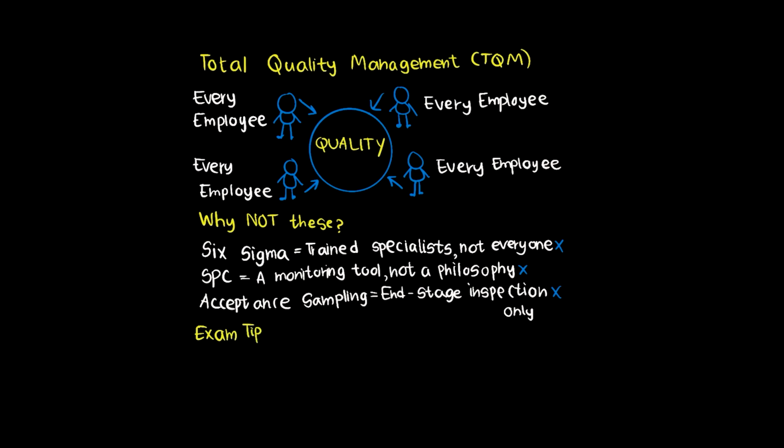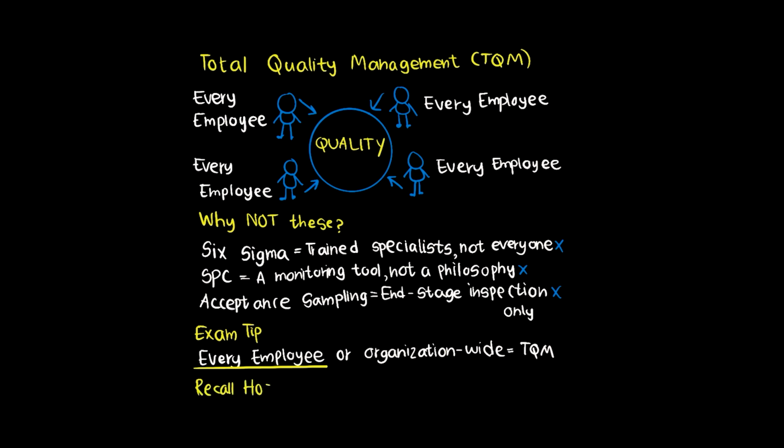Here's a WGU C215 OA exam tip for you. When the question says every employee, organization-wide, or continuous improvement culture, that is TQM. Quick recall hook: TQM equals total, meaning totally everyone is responsible.